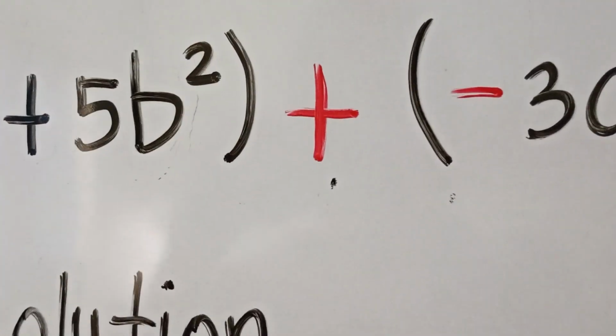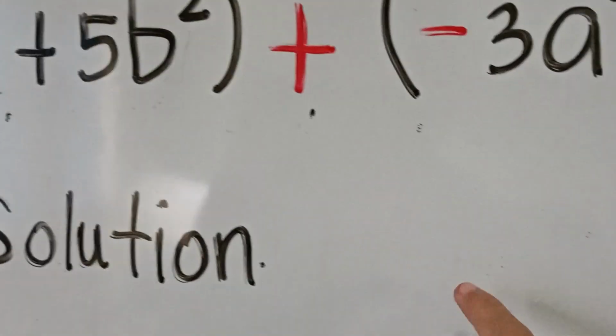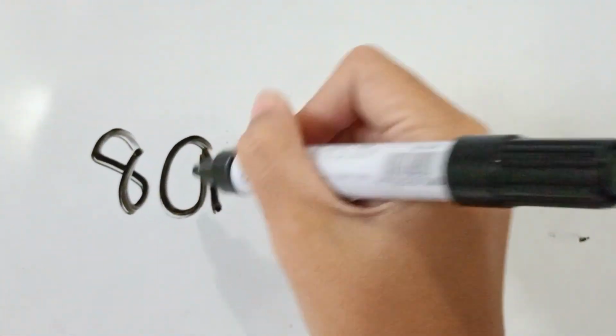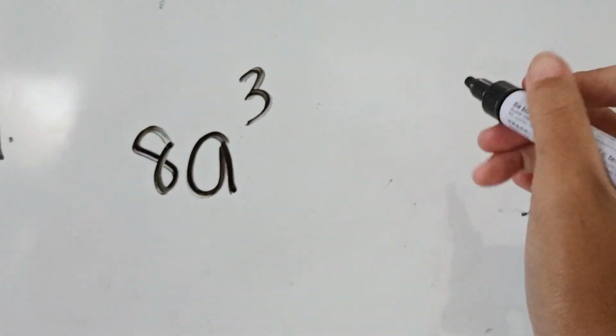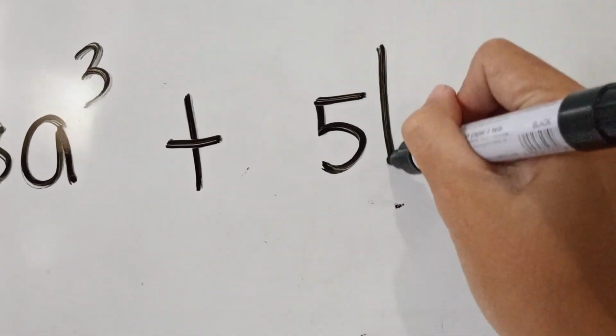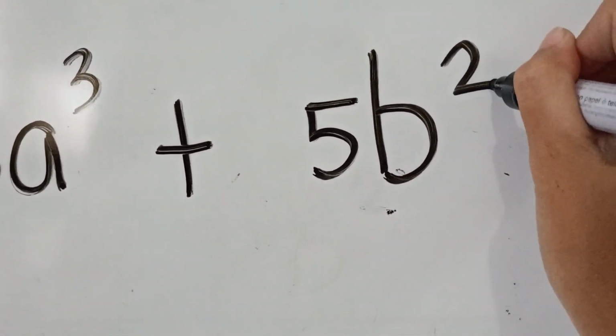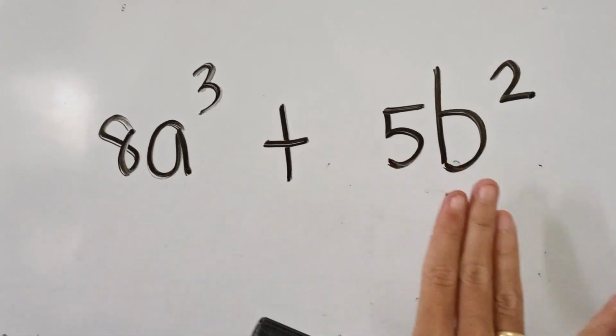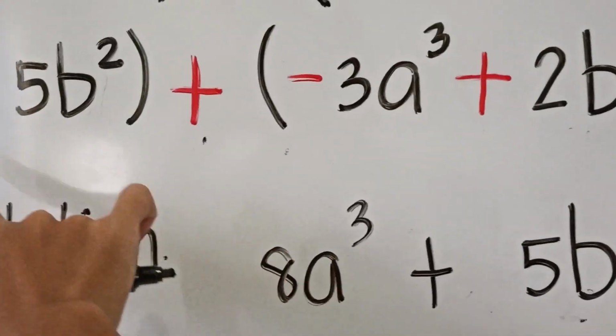Minuend will be written at the top part, so make sure you copy it at the top part. Again, we will just need to copy the minuend, which is 8a cubed plus 5b squared. And make sure it is arranged in alphabetical order, so a comes first before b.